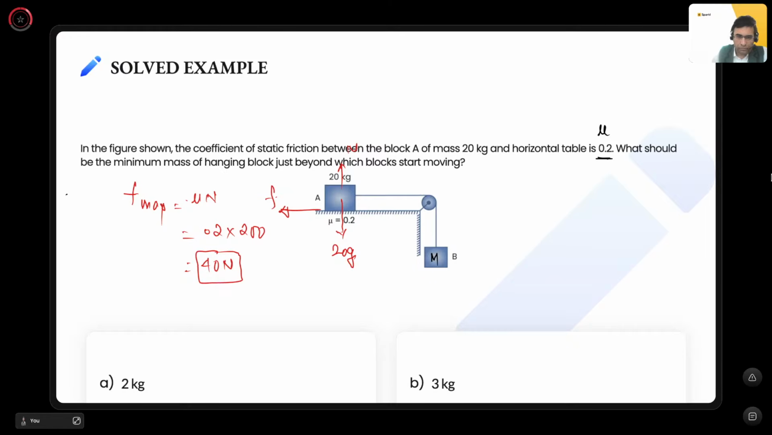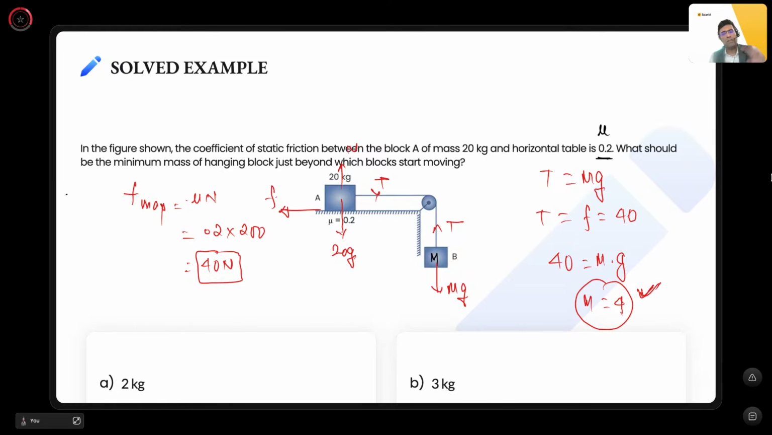Here the tension will act, here tension and mg. So we know from over here that T will be equal to mg, and from here we'll know that T will be equal to F is equal to 40. So 40 will be equal to m into g. So m will be equal to 4. So अगर 4 से बड़ा हो गया मास, then it will start slipping. All right, just exactly 4 है तो it's on the verge of slipping.